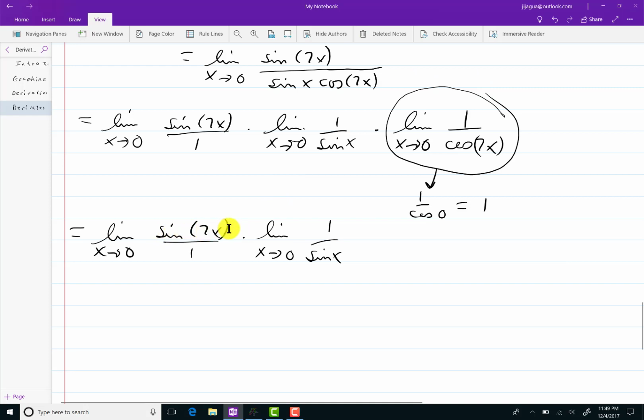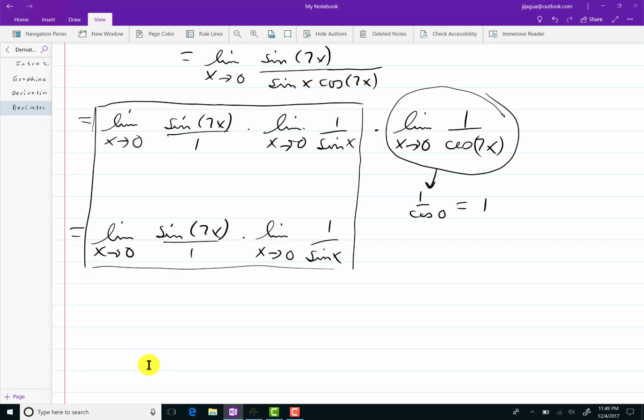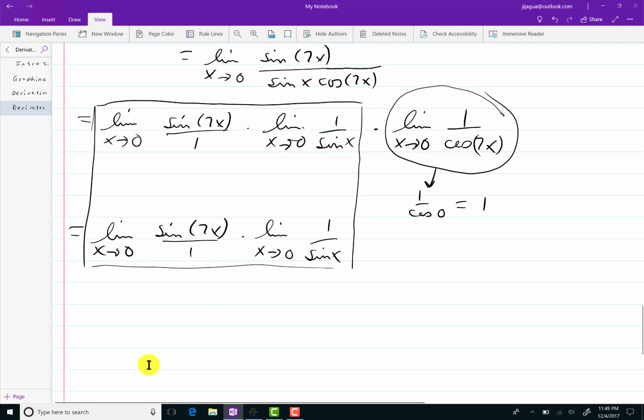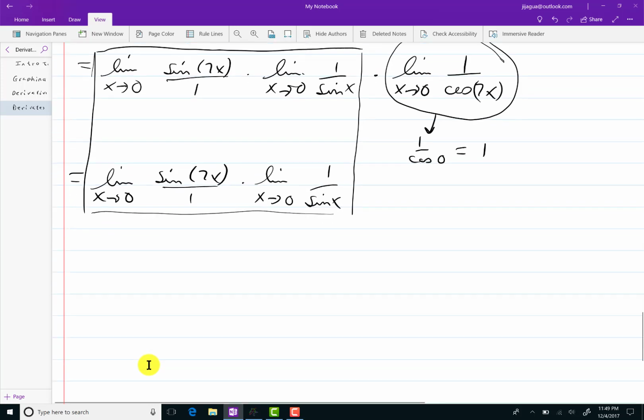Sine of 0 is 0, but down here having a sine of 0 is not going to cancel this one out. They both have the variable involved. That means they're changing values as x changes values. So, truth be told, I should have never broken those up, because both of the individual limits do not exist. So I've got to put those back together.